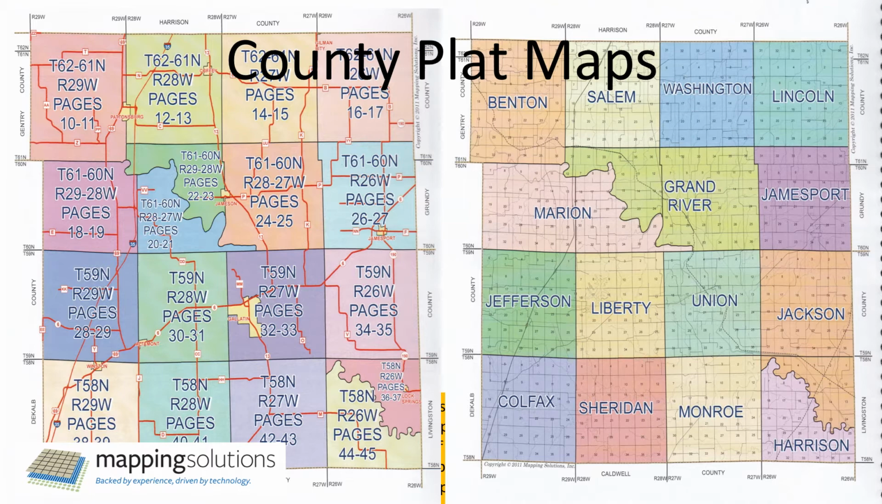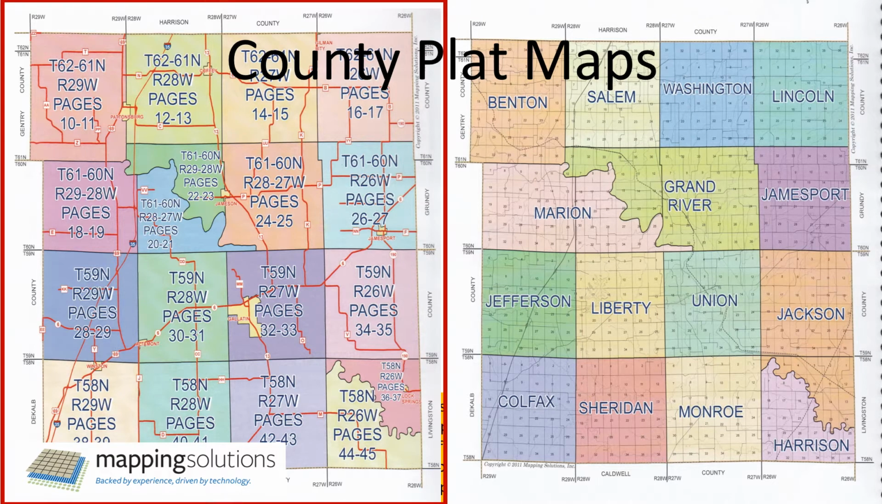These two maps come from a plat map of Davis County, Missouri in 2011. The maps were created by Mapping Solutions. The map on the left shows the township and the range numbers that make up each township, and the page showing the owners of the land in that township. The map on the right gives the names of the townships.